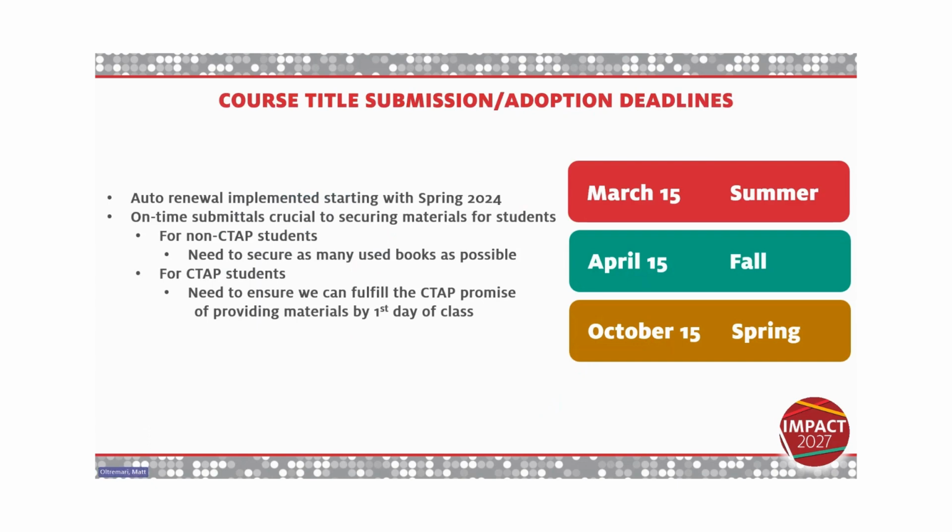Just a quick reminder about course title submissions and the adoption deadlines for each semester. March 15th will be the deadline for summer adoptions, April 15th for fall, and then of course for spring, October 15th. It's hard to believe, but that March 15th date is really not that far away at this point. So it's definitely not too early to be thinking about your summer 2024 courses, and then of course fall for that April 15th deadline.